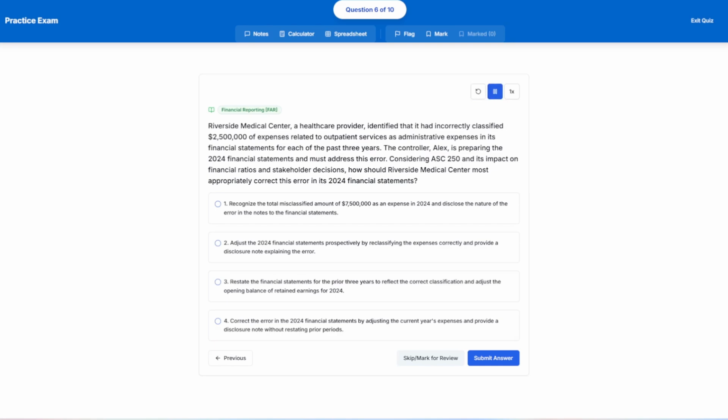Question. Riverside Medical Center, a healthcare provider, identified that it had incorrectly classified $2,500,000 of expenses related to outpatient services as administrative expenses in its financial statements for each of the past 3 years. The controller, Alex, is preparing the 2024 financial statements and must address this error. Considering ASC 250 and its impact on financial ratios and stakeholder decisions, how should Riverside Medical Center most appropriately correct this error in its 2024 financial statements?